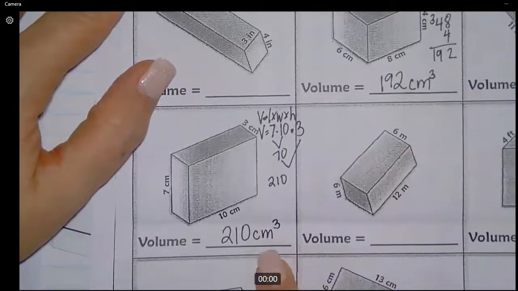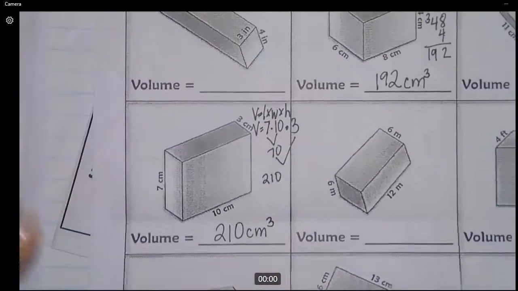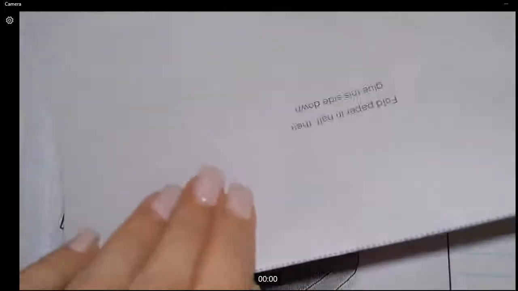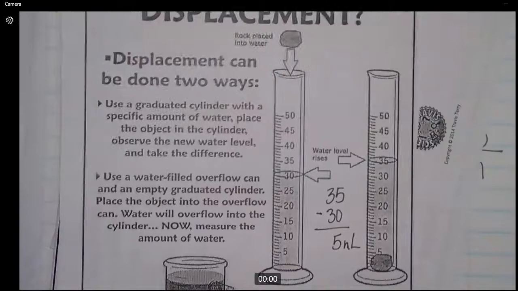Okay? So whatever your unit is, you're always going to put that cubed if you're doing volume. Okay? So that's how you do volume of a rectangular prism. Alright, and then I'm going to show you this one real quick. Okay, I know this video is getting a little long.